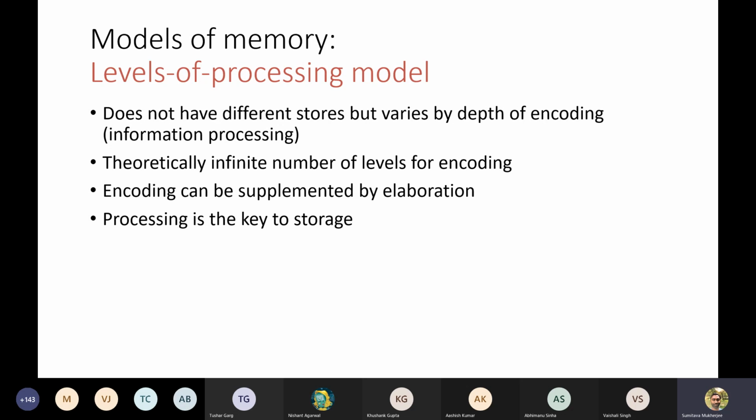But what's important is information processing is the key to storage. The more you process the information, the more it's going to be stored for a larger amount of time. This is predominant for learning, and class learning or student learning, because what you store in your long-term storage is going to happen at the time of encoding.